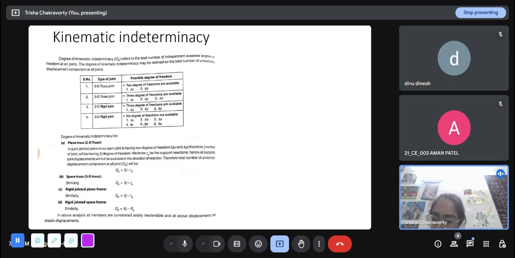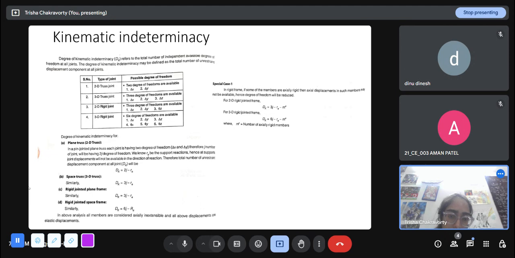For a 2D truss, D_K is 2j minus Re, because at each joint there are 2 degrees of freedom. For a rigid jointed plane frame, D_K is 3j minus Re, and for a rigid jointed space frame, D_K is 6j minus Re. 6 because there are 6 degrees of freedom available here. In the above analysis, all members are considered axially inextensible, and all above displacements are elastic displacements.